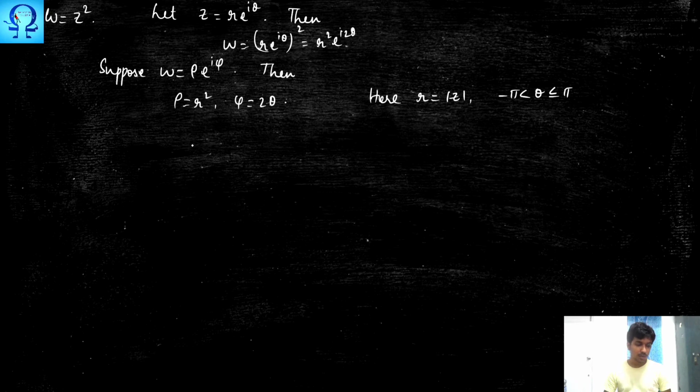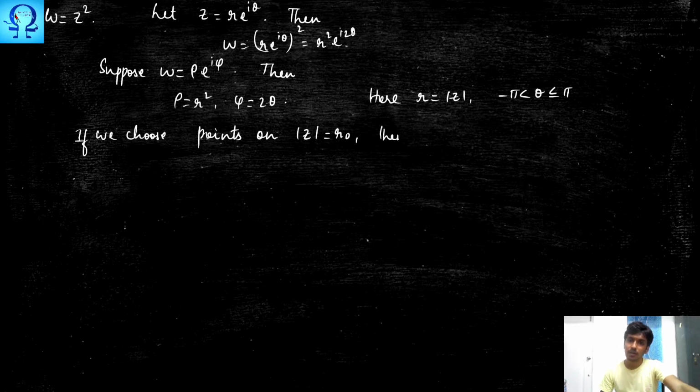Okay, so now if you consider points on some circle, if we choose points on this circle, then they are mapped to r naught squared onto this circle. Actually this is happening like this.